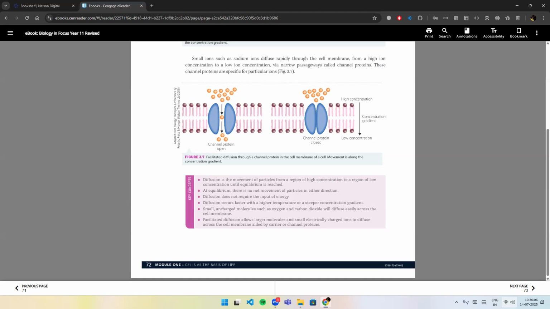Small, uncharged molecules such as oxygen and carbon dioxide will diffuse easily across the cell membrane. Facilitated diffusion allows larger molecules and small electrically charged ions to diffuse across the cell membrane aided by carrier or channel proteins.